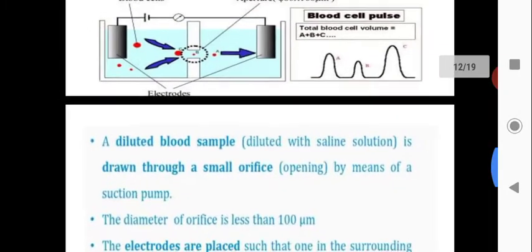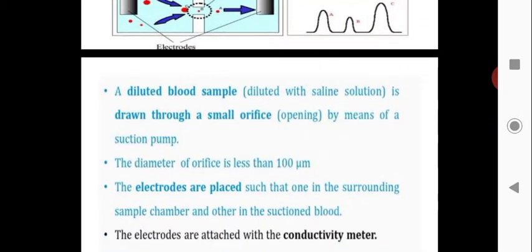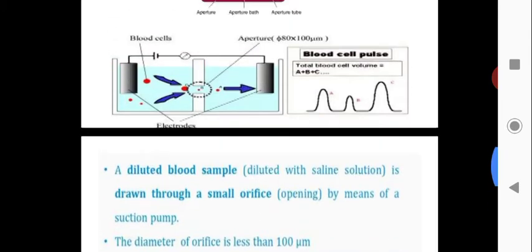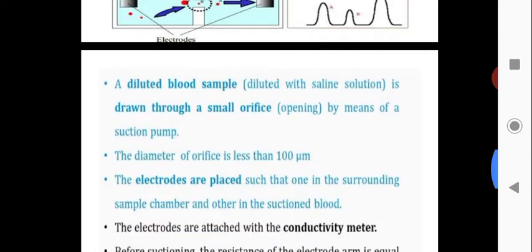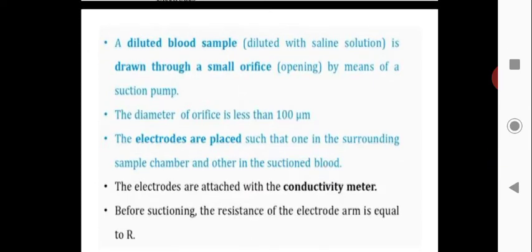The blood sample, diluted with saline solution, is drawn through a small orifice opening by means of a suction pump. The diameter of the orifice is less than 100 micrometer. The electrodes are placed such that one is surrounding the chamber and the other is in the suctioned blood. The electrodes are attached to the conductivity meter. Before suctioning, the resistance of the electrode arm is equal to R.